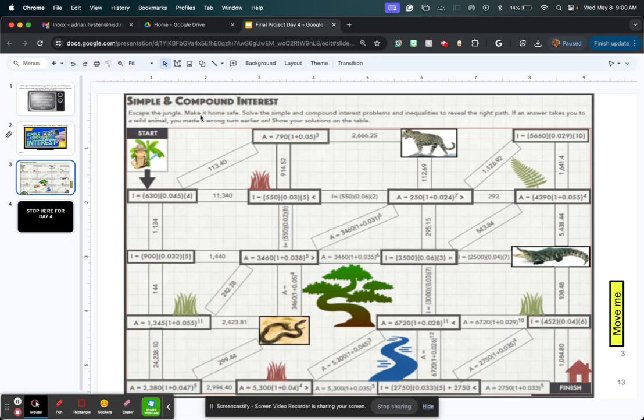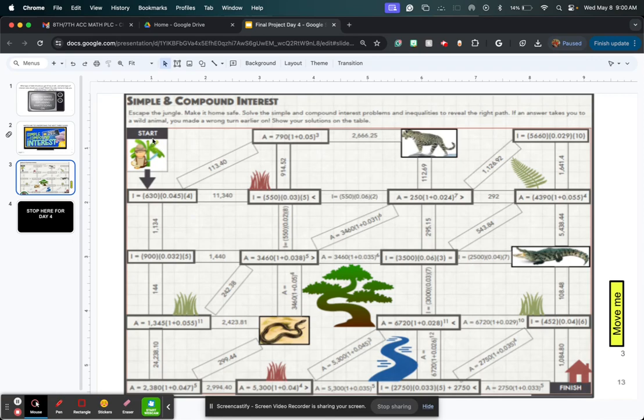It says escape the jungle, make it home safe, solve the simple and compound interest problems and inequalities to reveal the right path. If an answer takes you to a wild animal, you made a wrong turn earlier on. Show your solution on the table. So, for example, you shouldn't land at a leopard or an alligator. You should be able to safely get through here and make it home. It tells us to start.